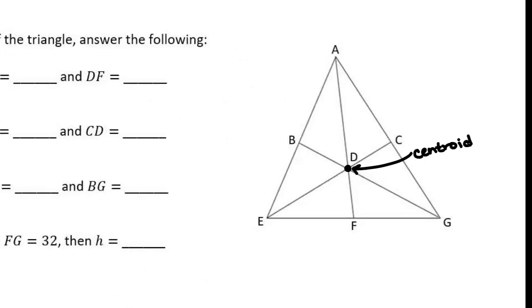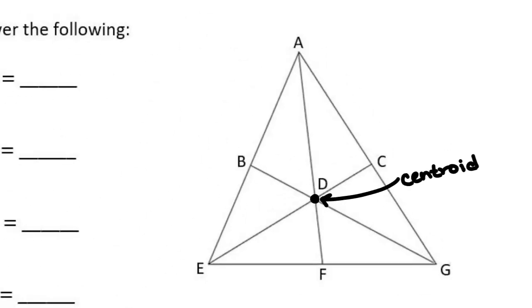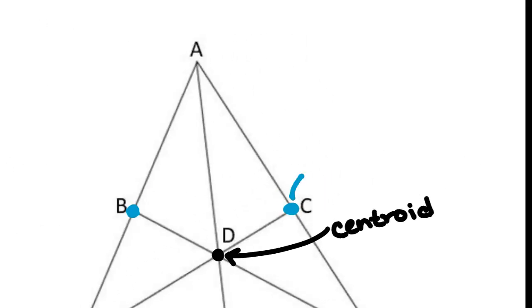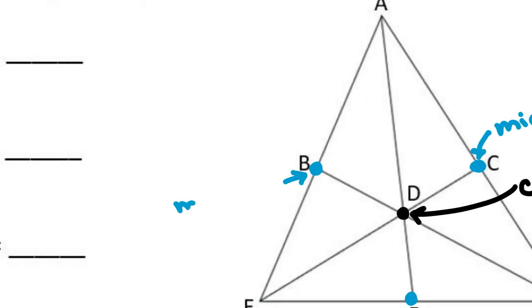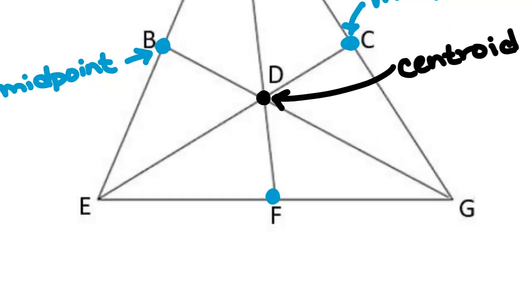Because D is the centroid, what is the special name for points C, B, and F? Midpoints. C is a midpoint. B is a midpoint. And F is also a midpoint.